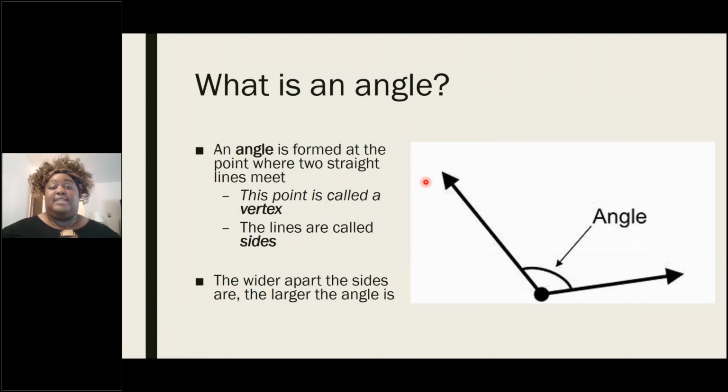So first of all, what is an angle? An angle is formed at the point where two straight lines meet. So here in this image, you see we got two straight lines coming together at a point, and we call this point the vertex. And that in between is an angle. And we call these lines sides. So when the two sides come together at that point, the angle is formed. And what's important to remember is that the wider apart the sides are gives us an idea of how large the angle is. So if they're wider apart, the angle is pretty large. If it's more close together, the angle is small.